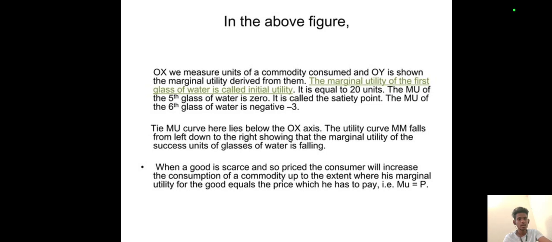When a good is scarce and so priced, the consumer will increase the consumption of the commodity up to the extent where his marginal utility for the good equals the price which he has to pay. That is, MU is equal to P.